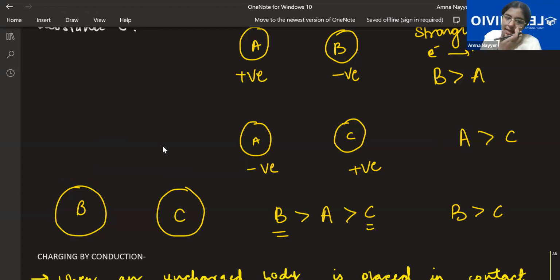So now can you tell me the signs of B and C? Yeah, B is negative and C is positive. Very good. B is negative, C is positive. So easy, simple. These kinds of questions you'll be able to do.